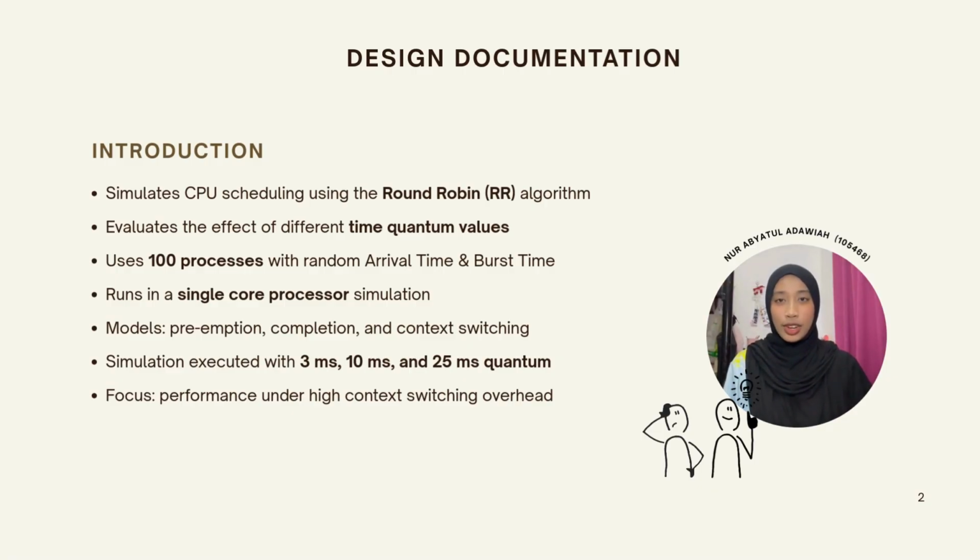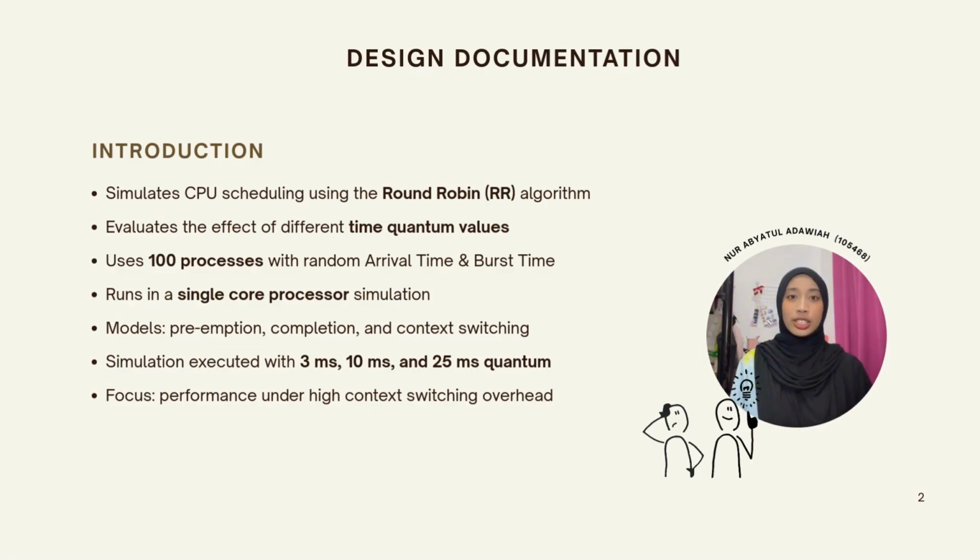For this slide, I will explain the introduction of our design documentation. This project simulates CPU scheduling using the round-robin algorithm. The main objective of the simulation is to evaluate the effect of different time quantum values on system performance.